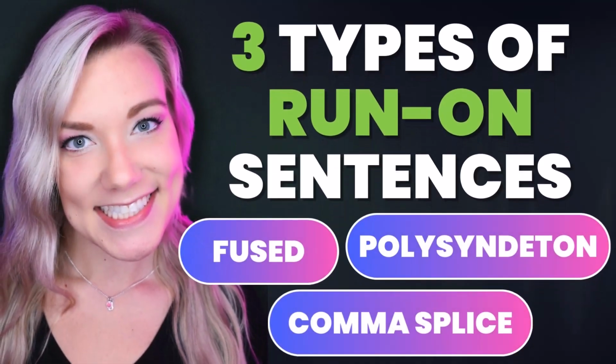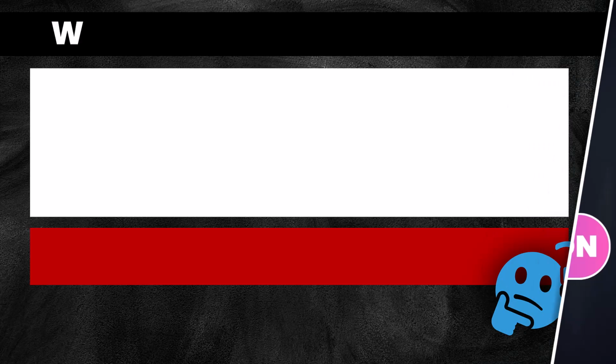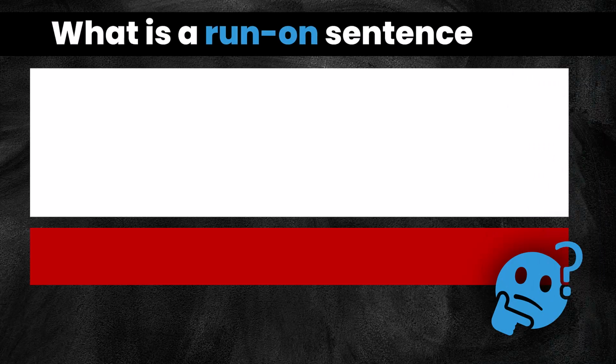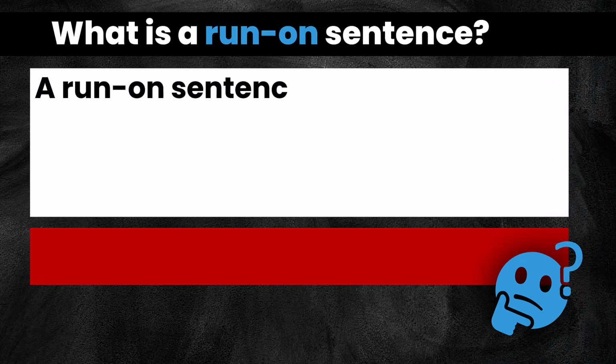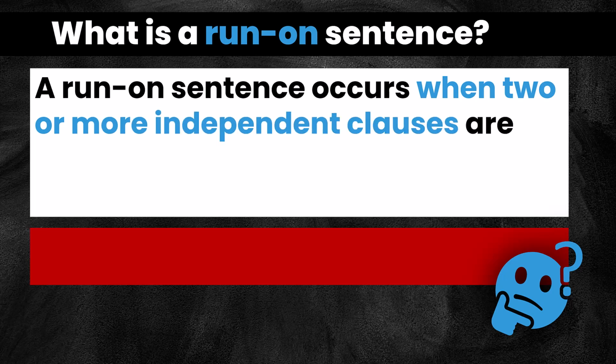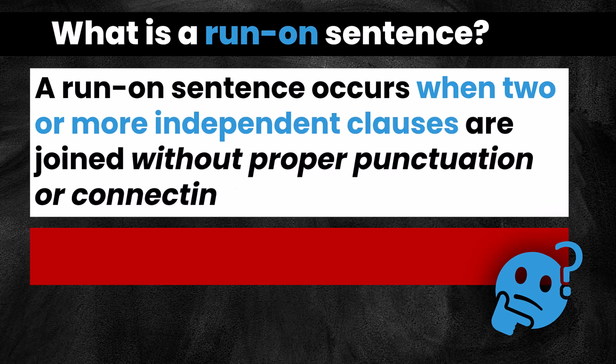In today's lesson, I'm going to teach you 3 types of run-on sentences and how to fix them. First of all, what is a run-on sentence? A run-on sentence occurs when 2 or more independent clauses are joined without proper punctuation or connecting words. So a run-on sentence is an error that we must fix.